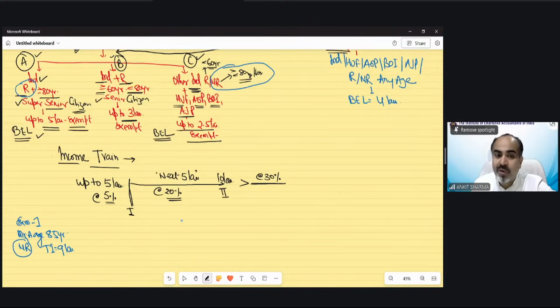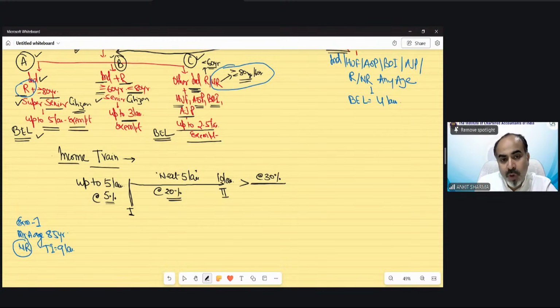Mrityunjay is saying 4 lakh. Where is the limit of 4 lakh, Mrityunjay? What are you saying? It's 5, 3 and 2.5. Where has this 4 lakh come from? Because example 1 is a non-resident, he would fall in the C category. That means the basic exemption limit would be 2.5 lakh.